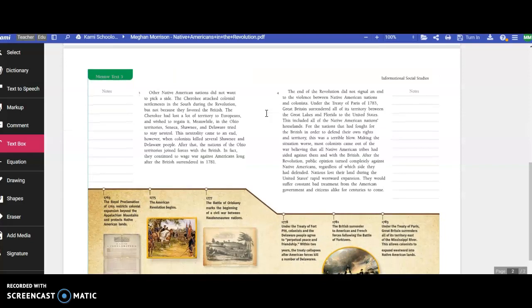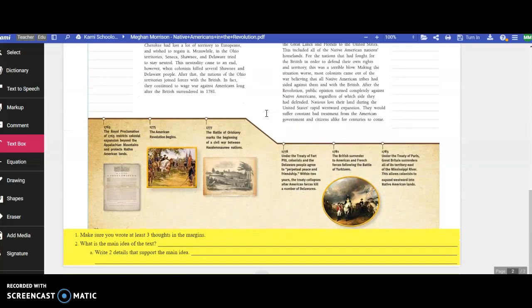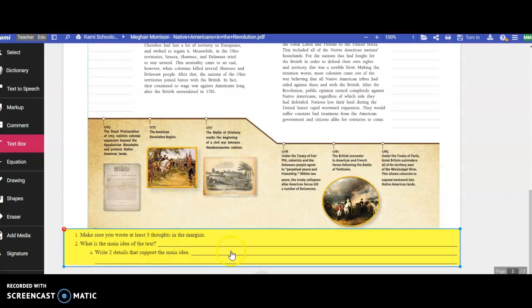So then write what you think makes sense, and then pick a couple details to support it. And if you need help coming up with it, I am more than happy to do that. Again, I don't want to just see Native Americans as the main idea. That's the topic, but not the main idea. Okay? Good luck.